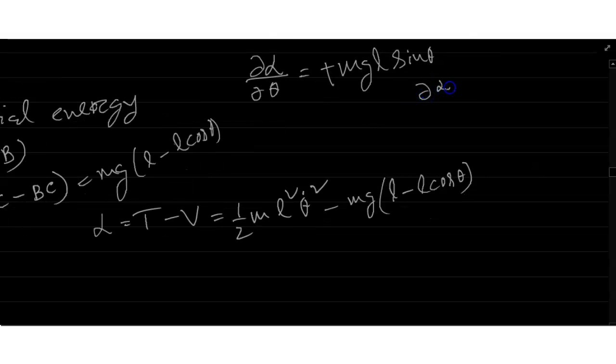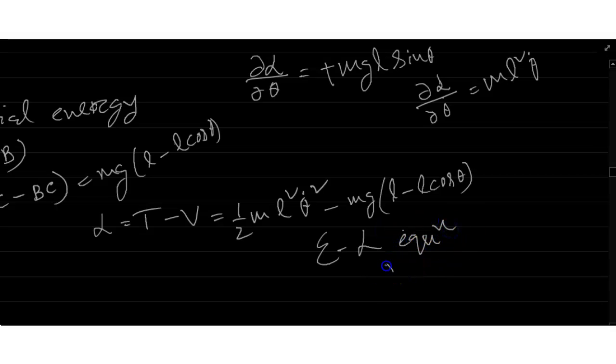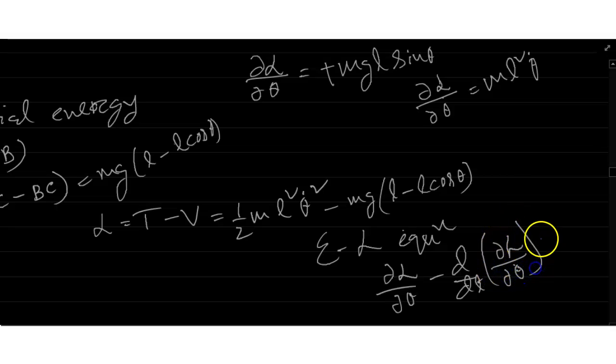Now del L by del theta dot equals m L square theta dot. So apply the Euler-Lagrange equation: del L by del theta minus d/dt of del L by del theta dot equals 0.